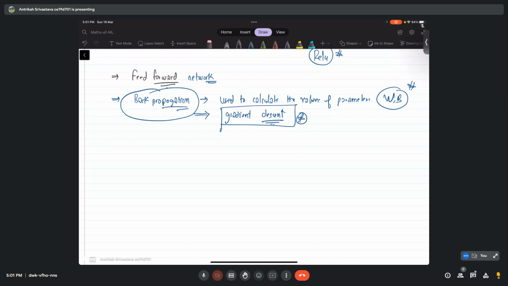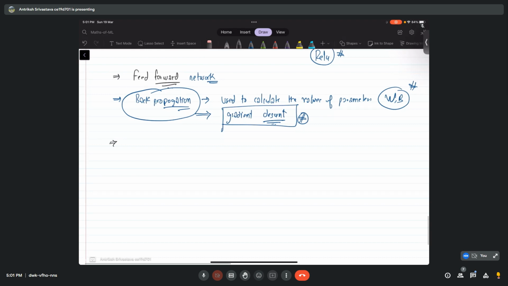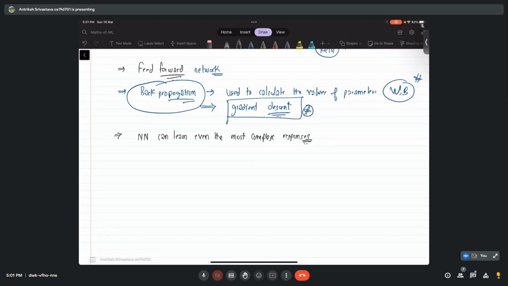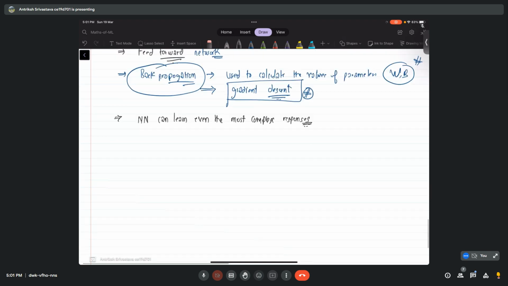Okay. Now, one thing, I want to justify one statement. It was said that neural network can learn even the most complex responses or models. But to do that, we just have to increase the number of hidden layers. So how does that work?